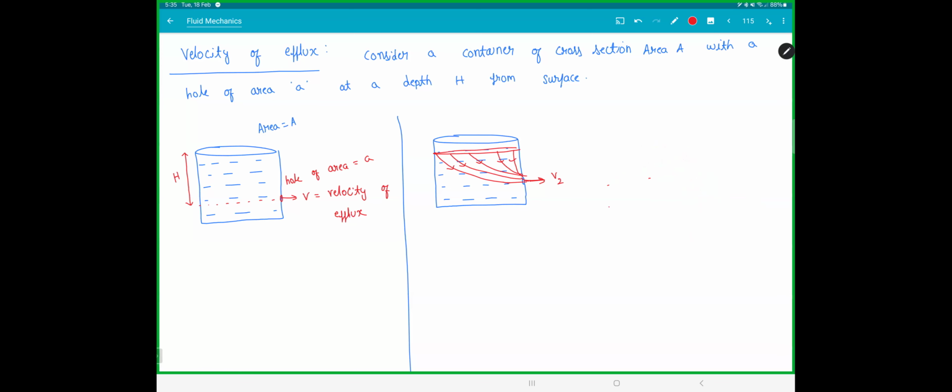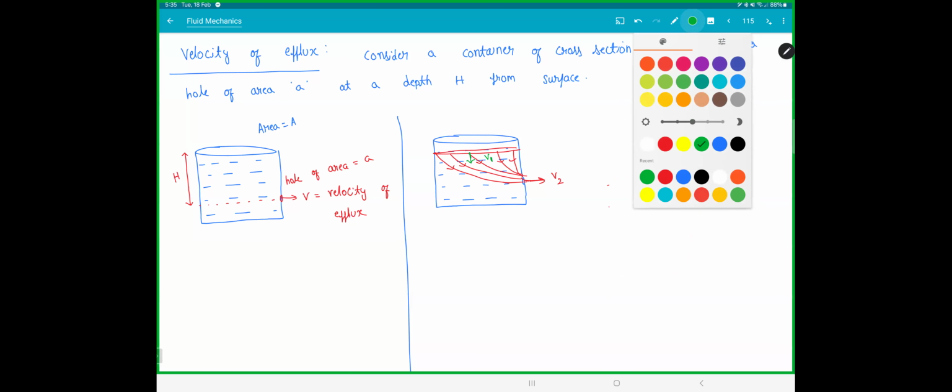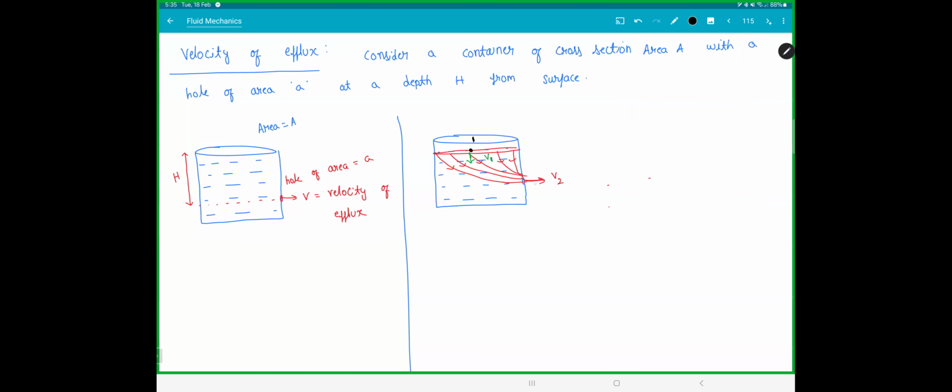Something of that sort. If you see, all the streamlines right from the surface are converging at the hole and they're coming down, and the velocity at this point here is v1. So if you consider here, this is point 1 and this is point 2. Point 1 is on the surface. Point 2 is just outside the hole. So the streamlines converge and they get out from there. And here the pressure at P1 and P2 will be equal to P0 because they're exposed to atmosphere.